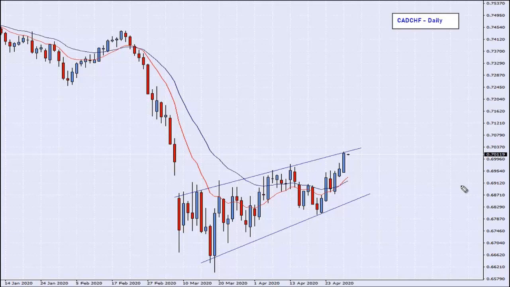Let's see what it looks like, and we may have the setup that we want tomorrow morning. So there you have it. CAD Swiss daily timescale is our chart of the day this morning.